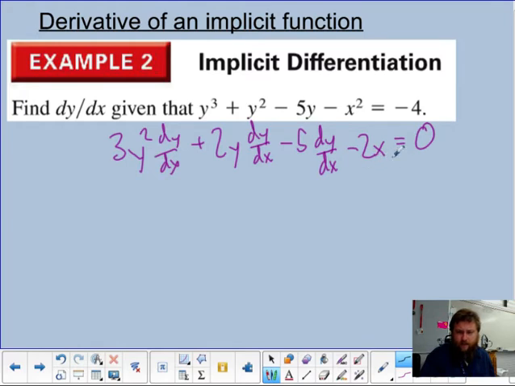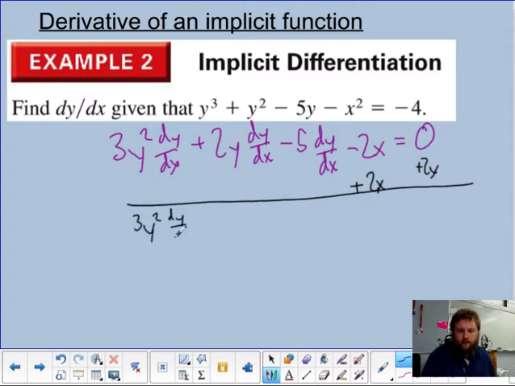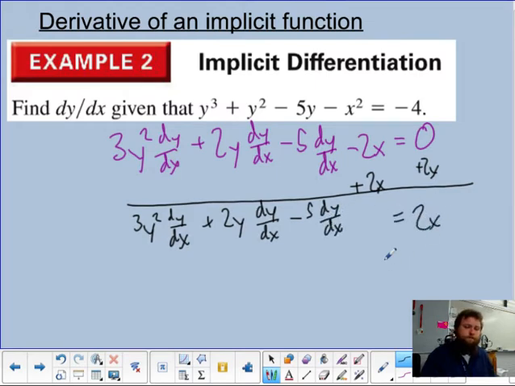This negative 2x has to be moved over to the right side. So I'm going to add 2x to both sides. And what you're going to get is 3y squared dy/dx plus 2y dy/dx minus 5 times dy/dx equals 2x.